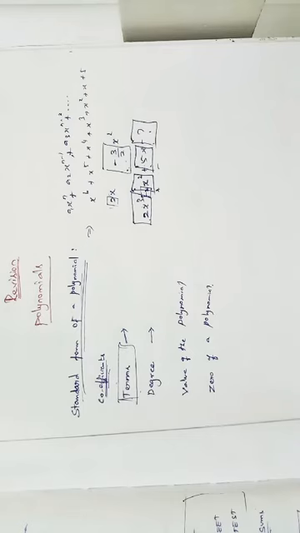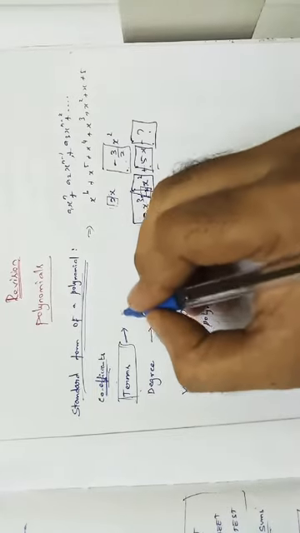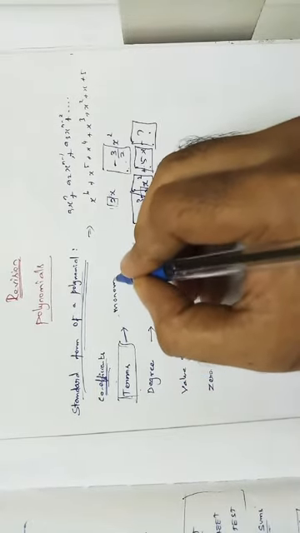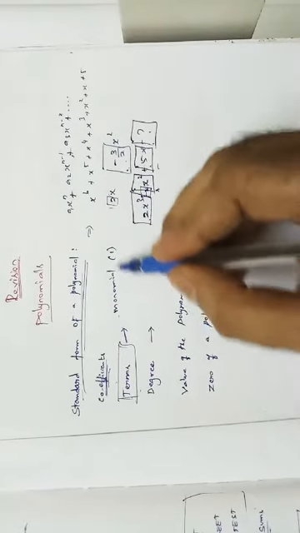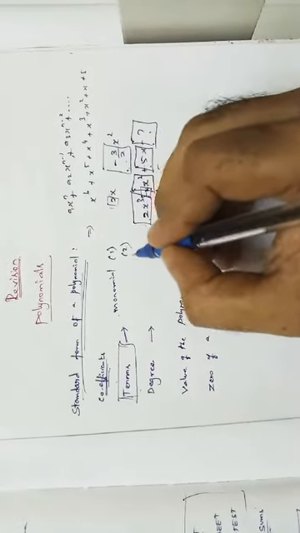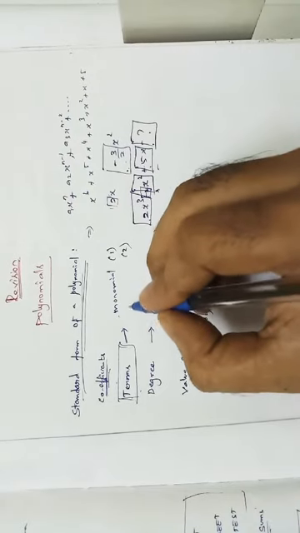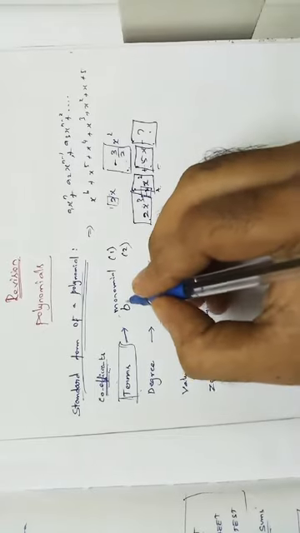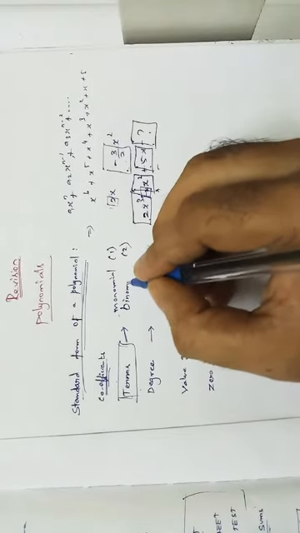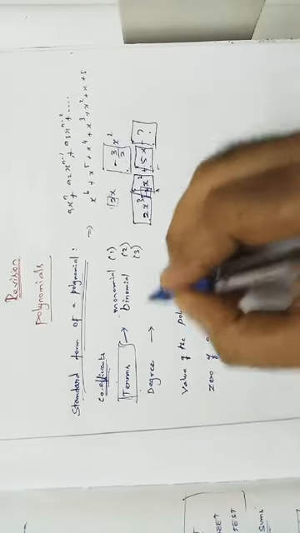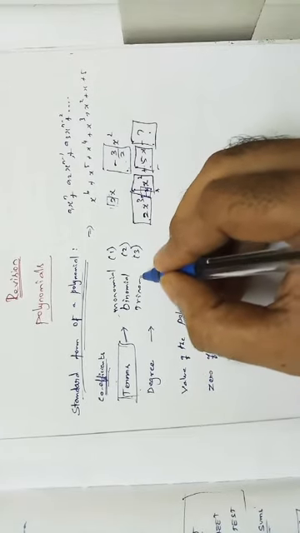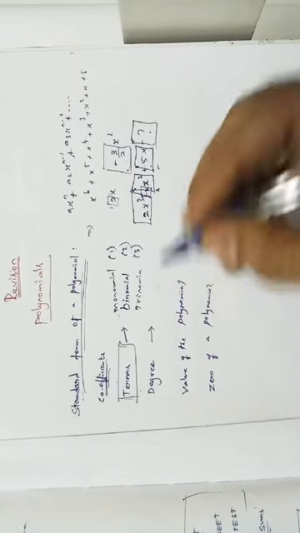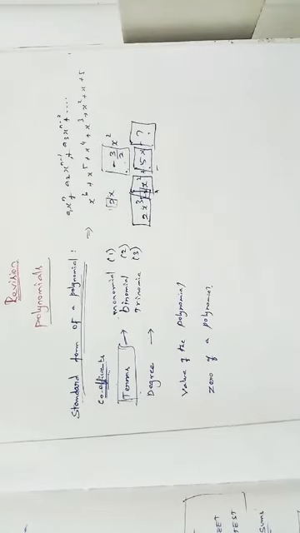Based on the number of terms, we have some kinds of polynomials. If we have only one term, whatever it may be, it is a monomial. If we have only two terms, it is called a binomial. If we have three terms, it is called a trinomial. And more than three terms is a polynomial.